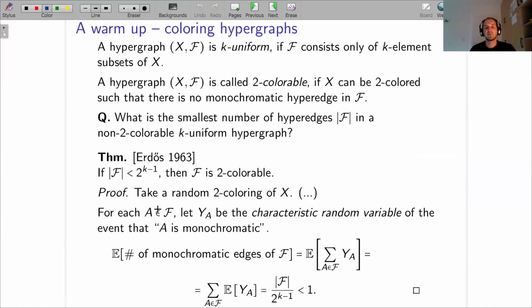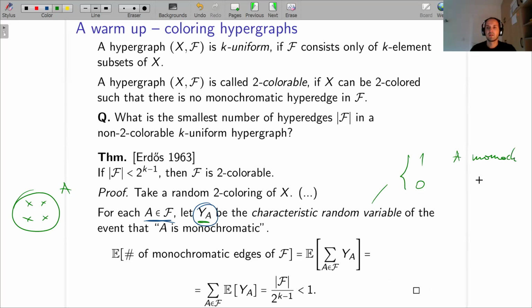So how to study that? Well, that's a little bit of simple probabilistic analysis. So we define for every set of this family, every set A, we define Y_A as a characteristic random variable. So what does that mean? That means it's either 1 or 0: 1 if A is monochromatic, and 0 if A is not monochromatic.